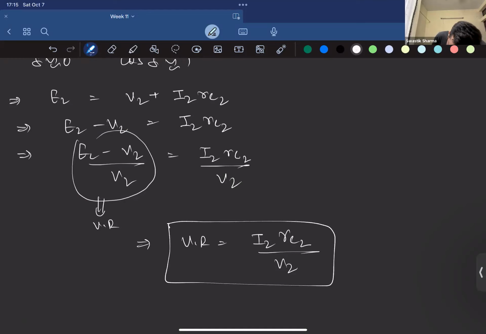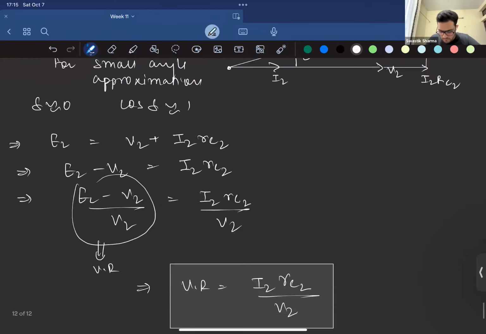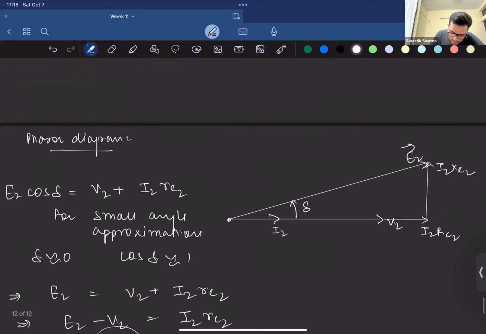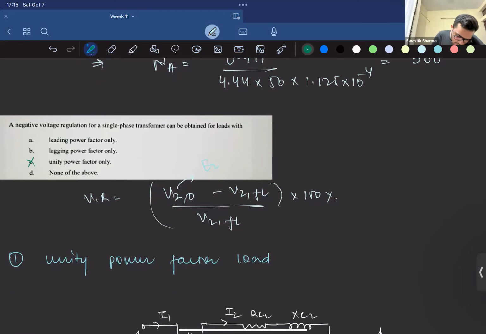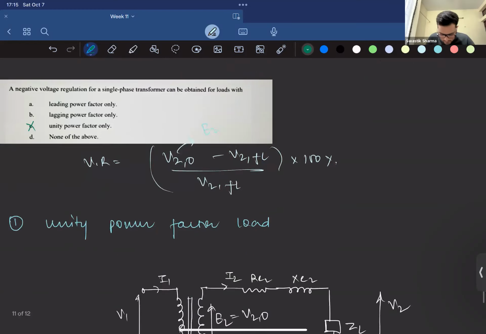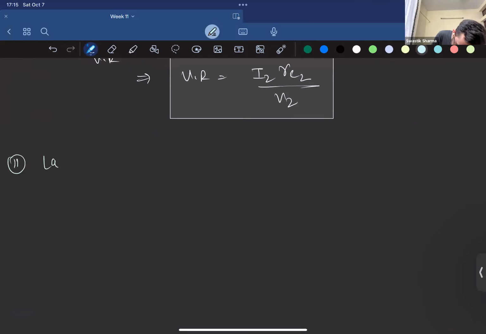So can this ever be negative? No, right? This can never be negative for a unity power factor load. So that means C is not the answer. Now let's check for other kinds of loads. Lagging PF.